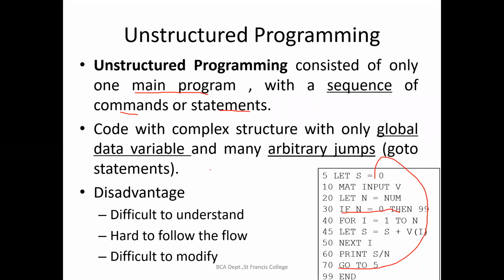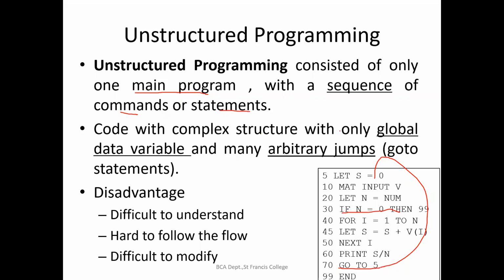Always you should be using, I told you, if it ends in an infinite loop, in order to come out of go to, we should always be checking whether we will be able to come out properly out of a go to loop, because we are not giving any condition in brackets. So this type of unstructured way of writing the program, which consists of only one main program with a sequence of commands and statements, was known as unstructured programming.